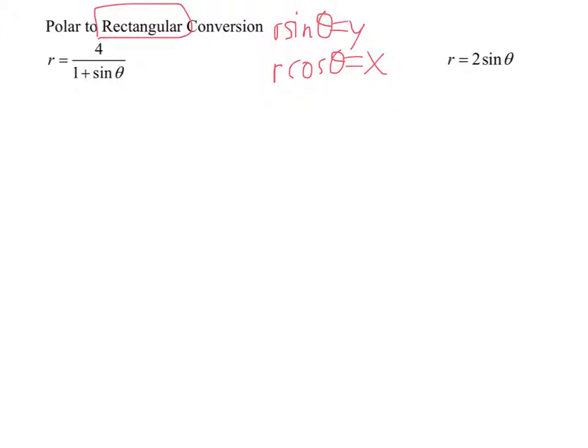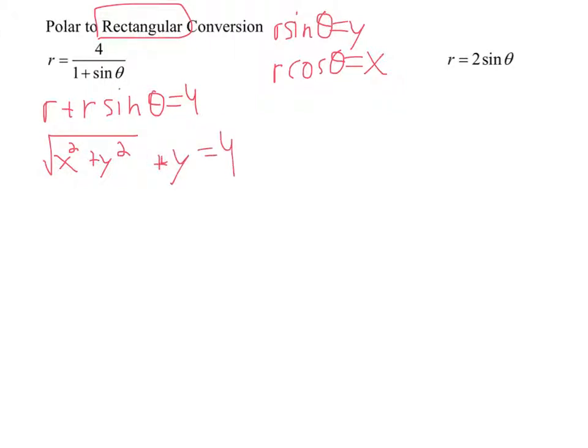r equals 4 over 1 plus sine of theta. And if I cross multiply here, I will get r plus r sine of theta equals 4. Now, unfortunately, we still have an r here that we're not going to be able to substitute with a very nice x or y, but we do indeed have an equation for r. r itself is the square root of x squared plus y squared. r sine of theta is just a y, and this equals 4 when added together.